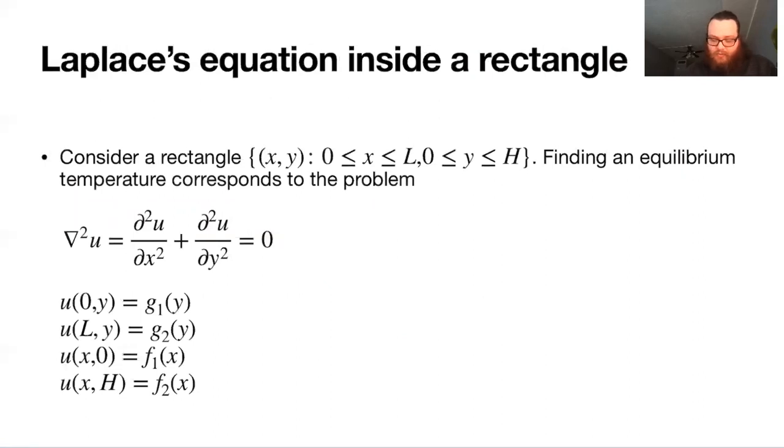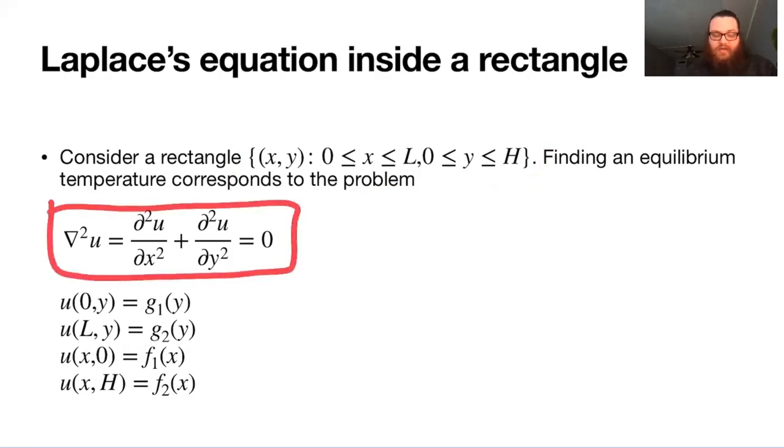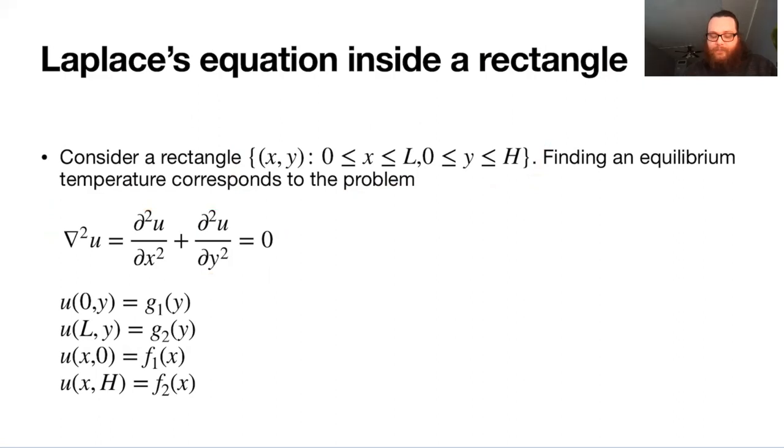Okay, and so to state the problem a little more quantitatively, we have some rectangle. In coordinates, we're describing the rectangle like this. We want to find an equilibrium temperature solution, which means we want to solve this. But we also need to specify something about what's happening on the boundary. In this case, we're going to have 4 boundary conditions, because there are 4 edges of our rectangle. And so the question is, what does this setup look like?